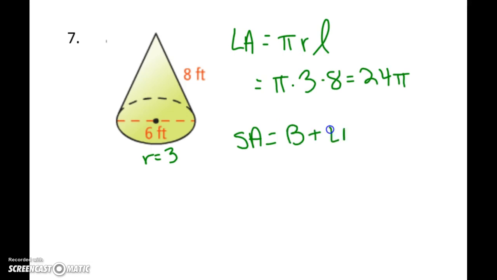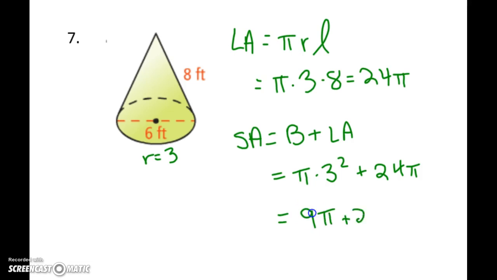Now my surface area equals the base plus the lateral area. The surface area is going to be pi times 3 squared plus 24 pi, this being the radius of the base, and I end up getting 9 pi plus 24 pi, which gets me 33 pi feet squared.